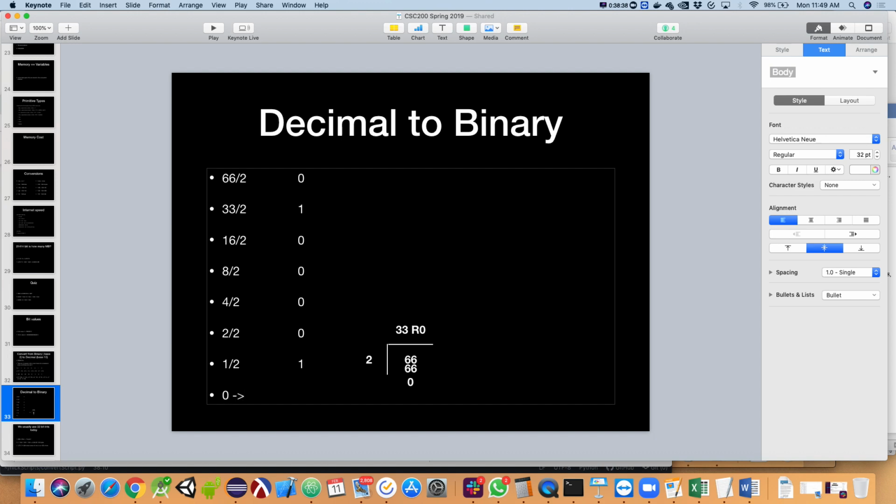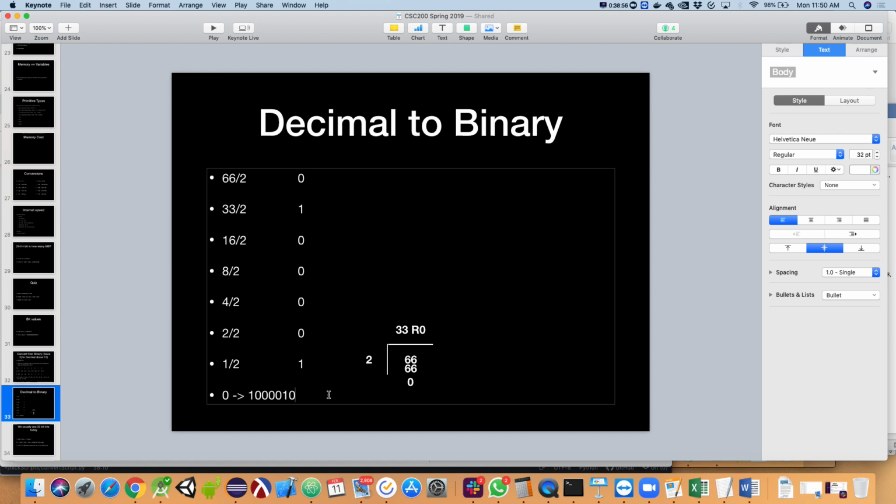Then we read our answer from the bottom up. So this is 1, 0, 0, 0, 0, 1, 0. This is the binary version of that number.